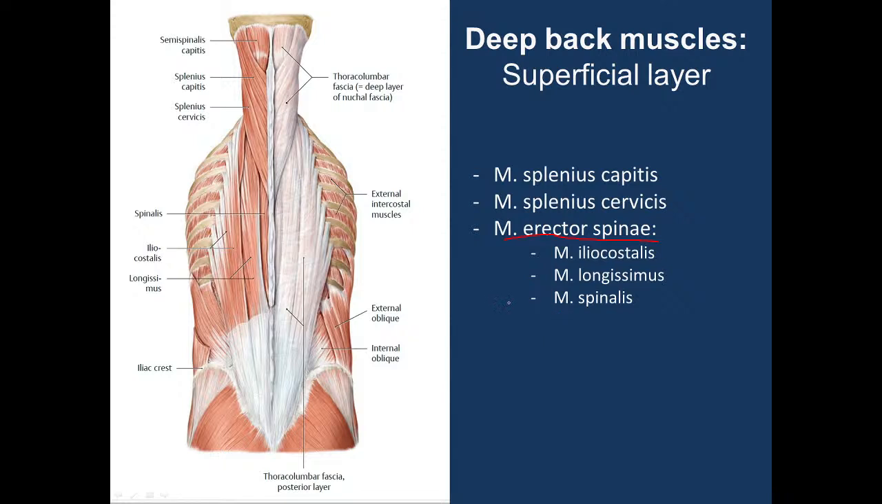The strongest and most interesting muscles in the superficial layer we call musculus erector spinae. All of these are strong muscles. This is musculus erector spinae. It has three parts.